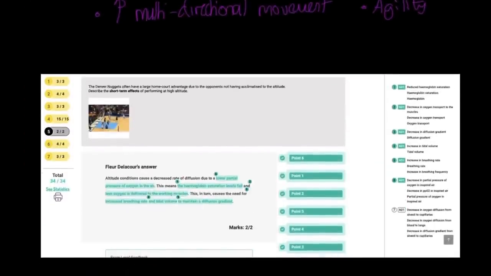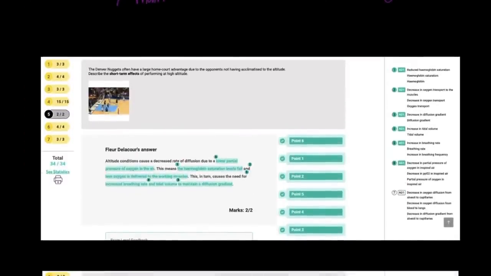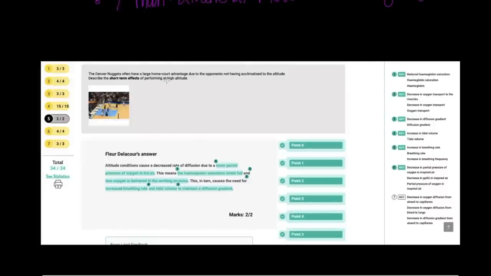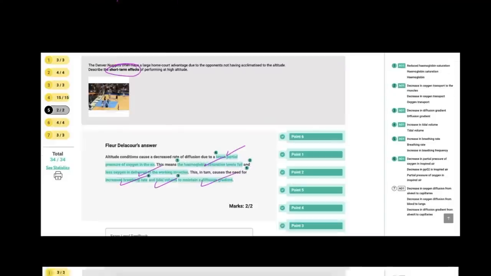Now, we're just going to go back to some questions here. The Denver Nuggets often have a large home court advantage due to the opponents having not acclimatized to altitude. Describe the short-term effects. Now, notice the term short-term. We've got to say what happens when they get there. Lower partial pressure of oxygen, hemoglobin saturation falls, less oxygen to the working muscle, we have to increase breathing rate and tidal volume to maintain the diffusion gradient. In other words, we have to work harder for the same output that we would get at sea level.